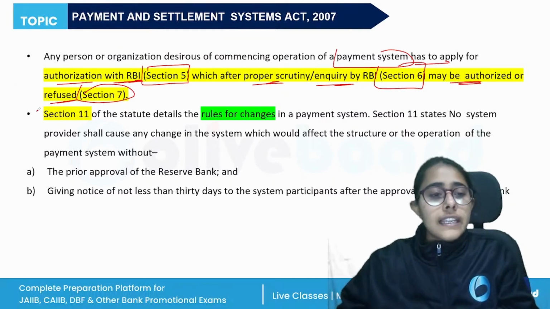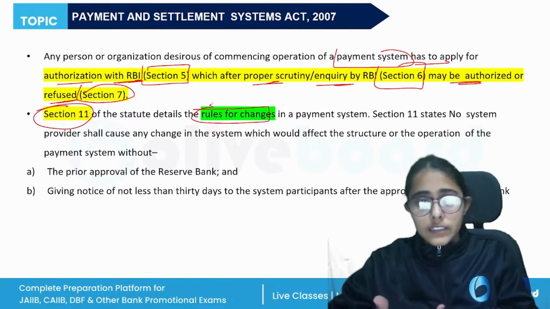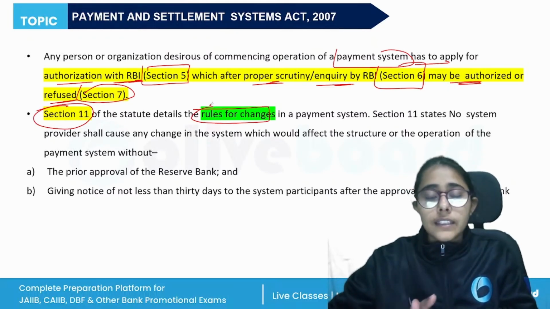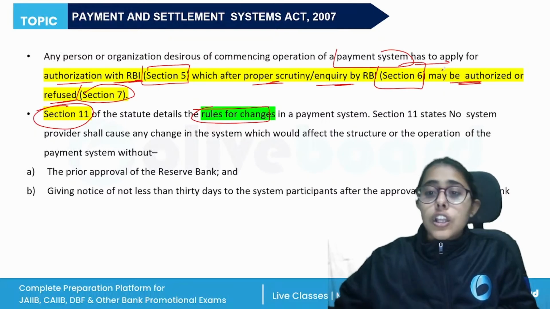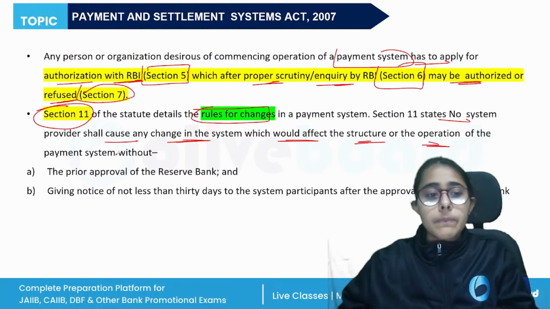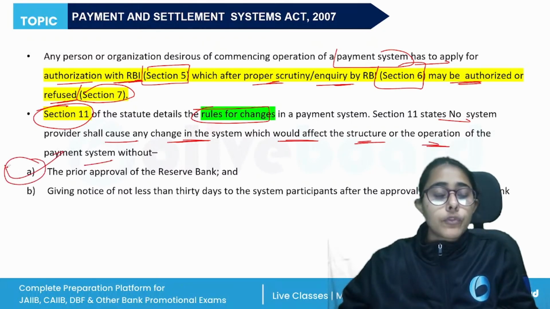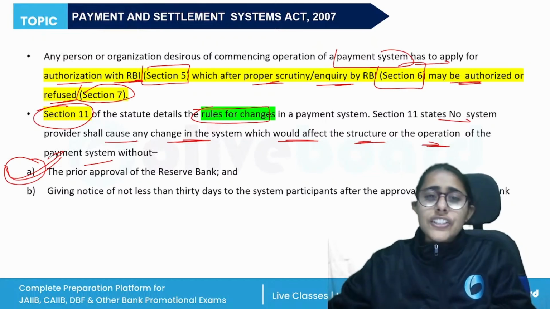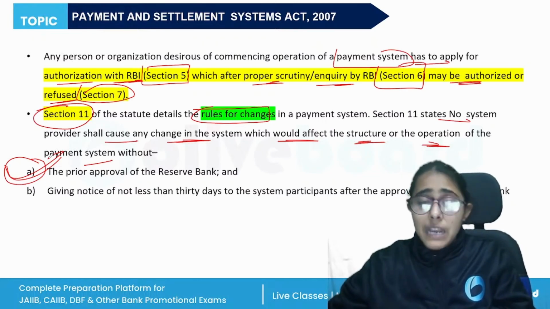Then section 11 talks about the rules for changes. Now, if a payment system is operating in a certain manner and they want to make a change, two things need to be done. First, no system provider shall cause any change in the system which would affect the structure or operation of the payment system without prior approval of RBI. Because the public are using that payment system, if any change is made, then this change can be detrimental.